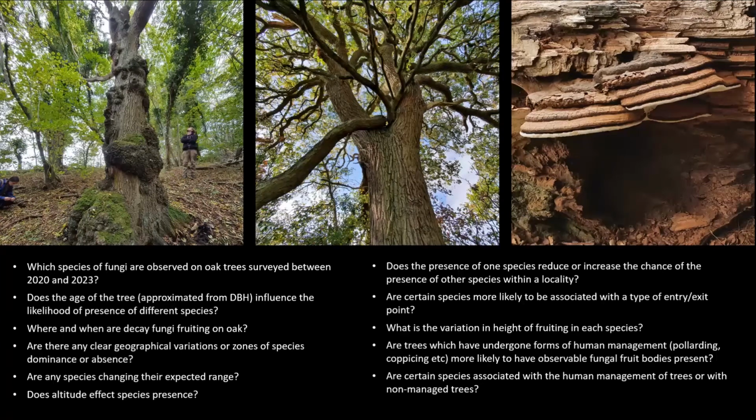Are certain species more likely to be associated with a type of entry or exit point? What's the variation in height of fruiting in each species? And are trees that have undergone forms of human management, like pollarding or coppicing, more likely to have observable fungal fruit bodies present? There are likely many more questions that we will be able to address with this data set.